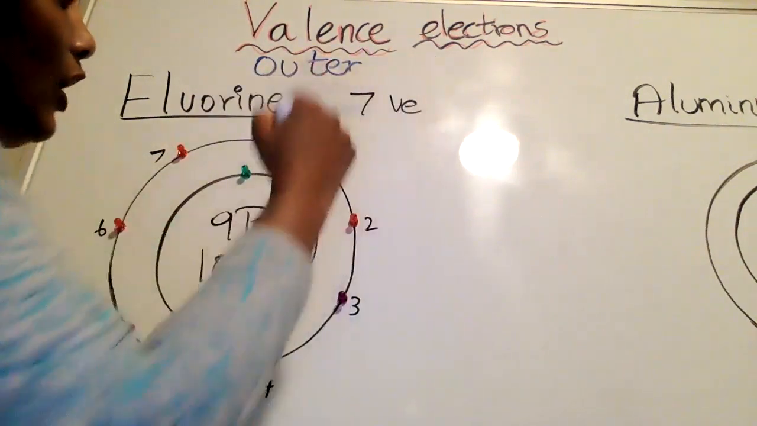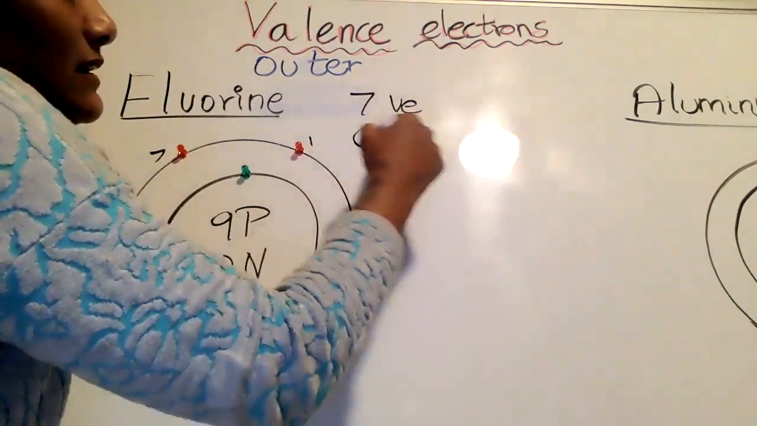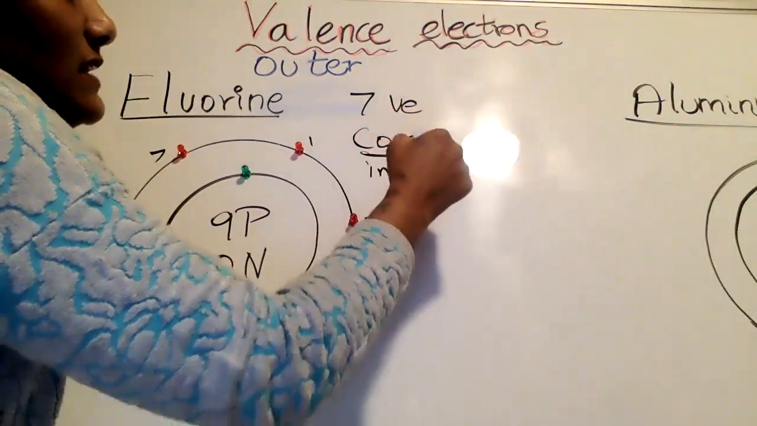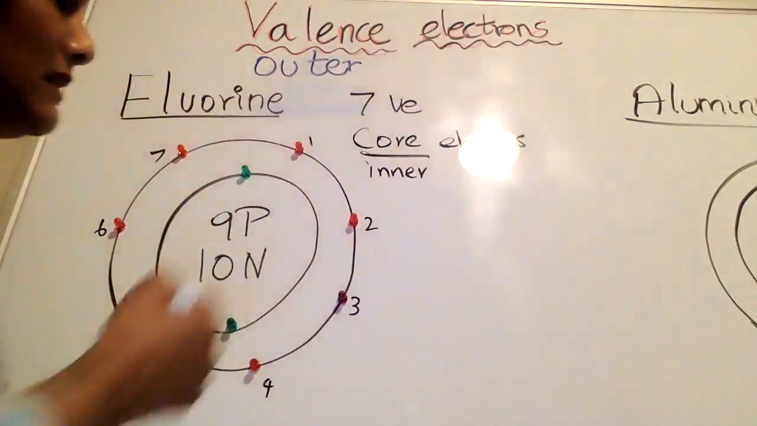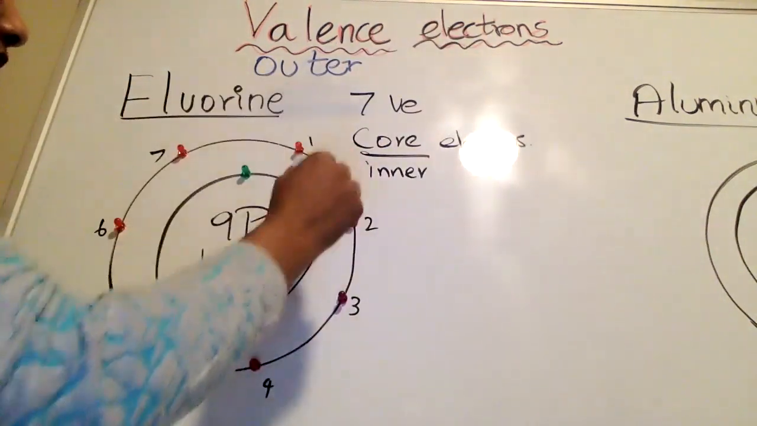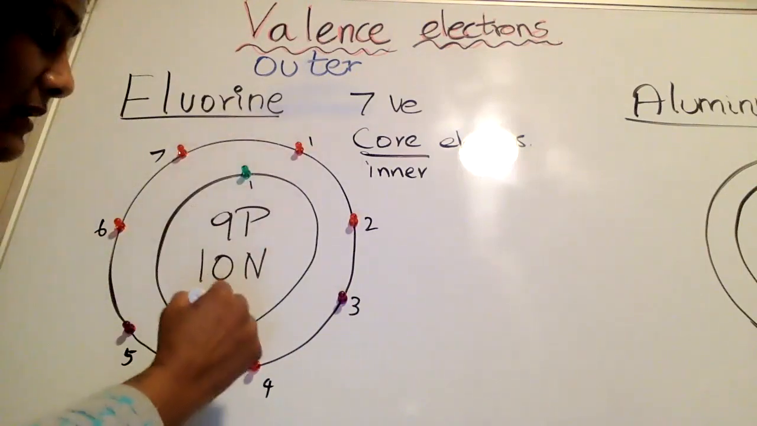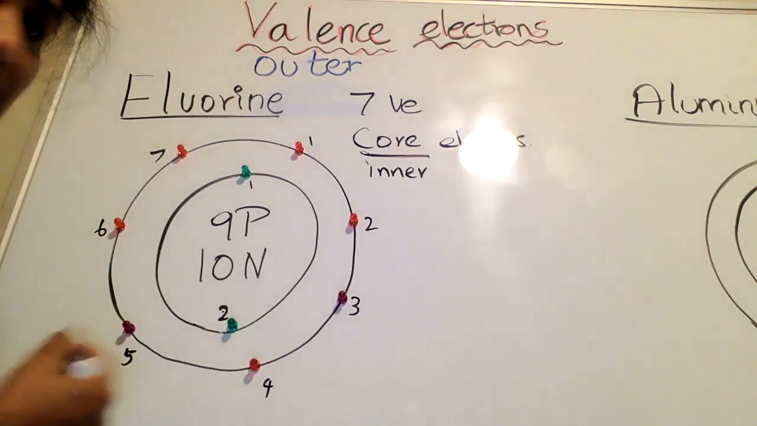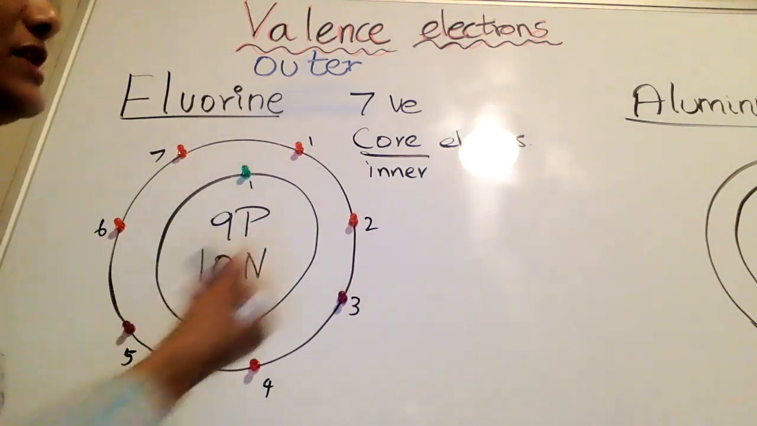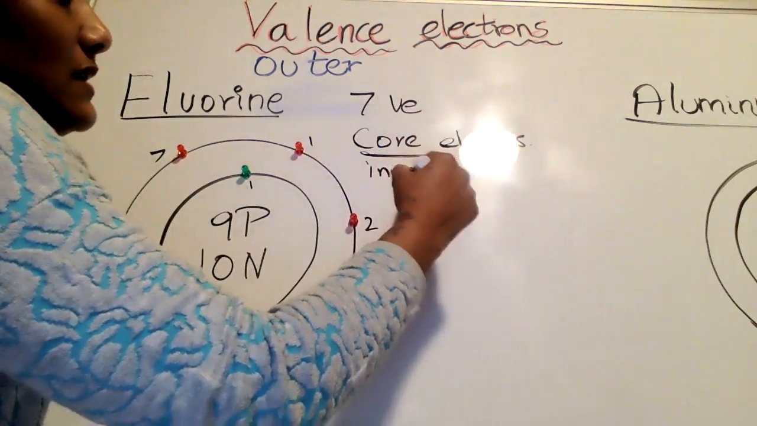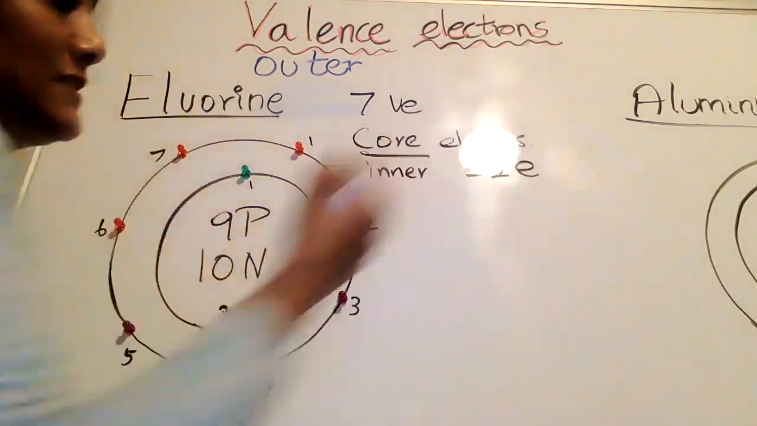Then tell me how many core electrons? See, core means inner. So how many inner electrons are there? So other than the valence electron, how many electrons are inside? So I would say 1 and 2. So there is only one shell, the inner shell. So it has 2 electrons. So the core electrons are 2. So there are 2 core electrons.